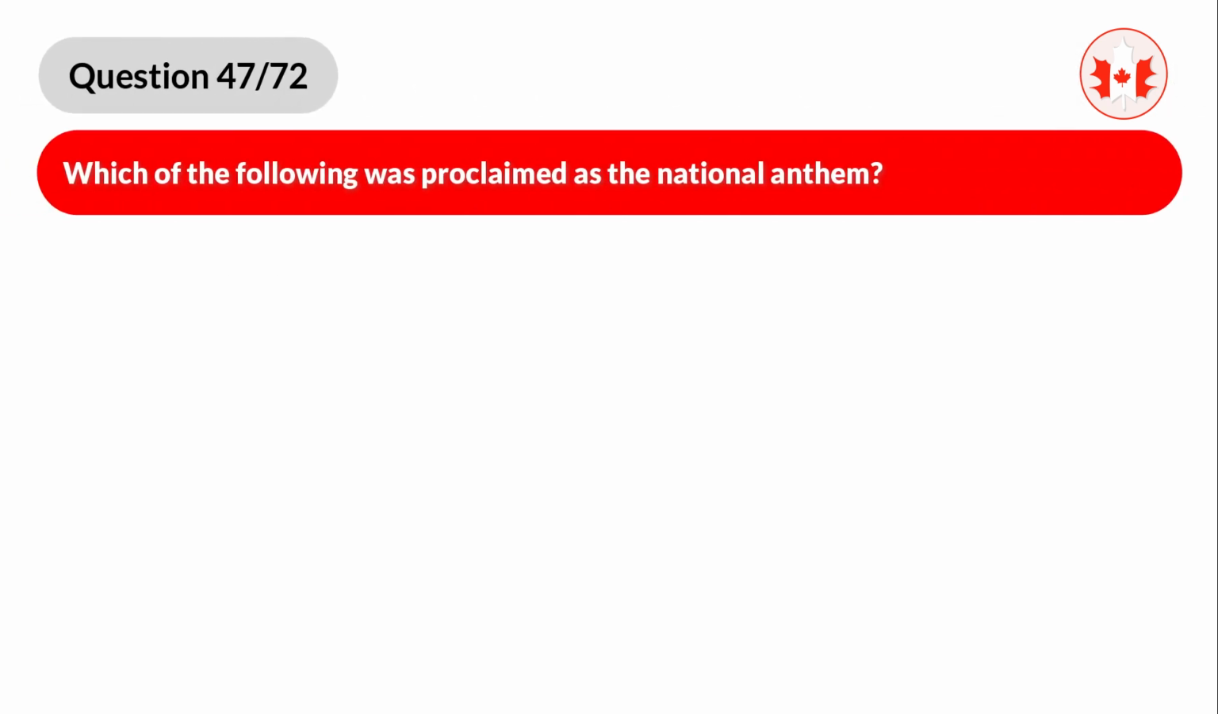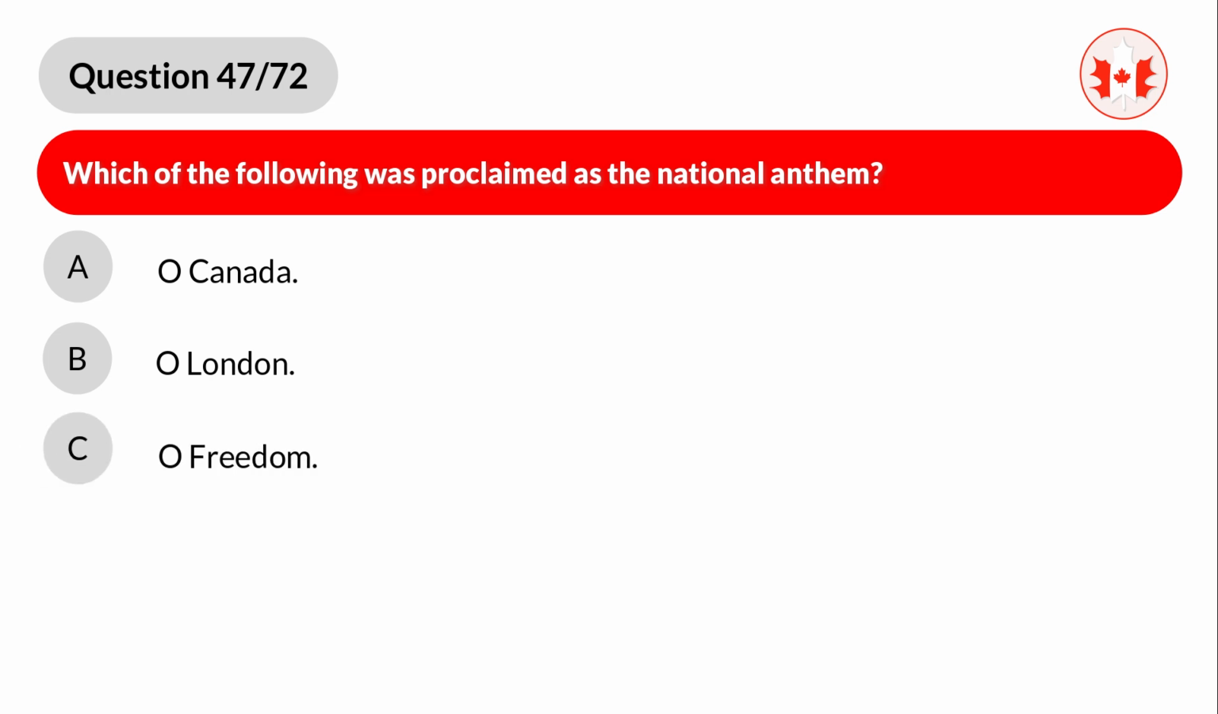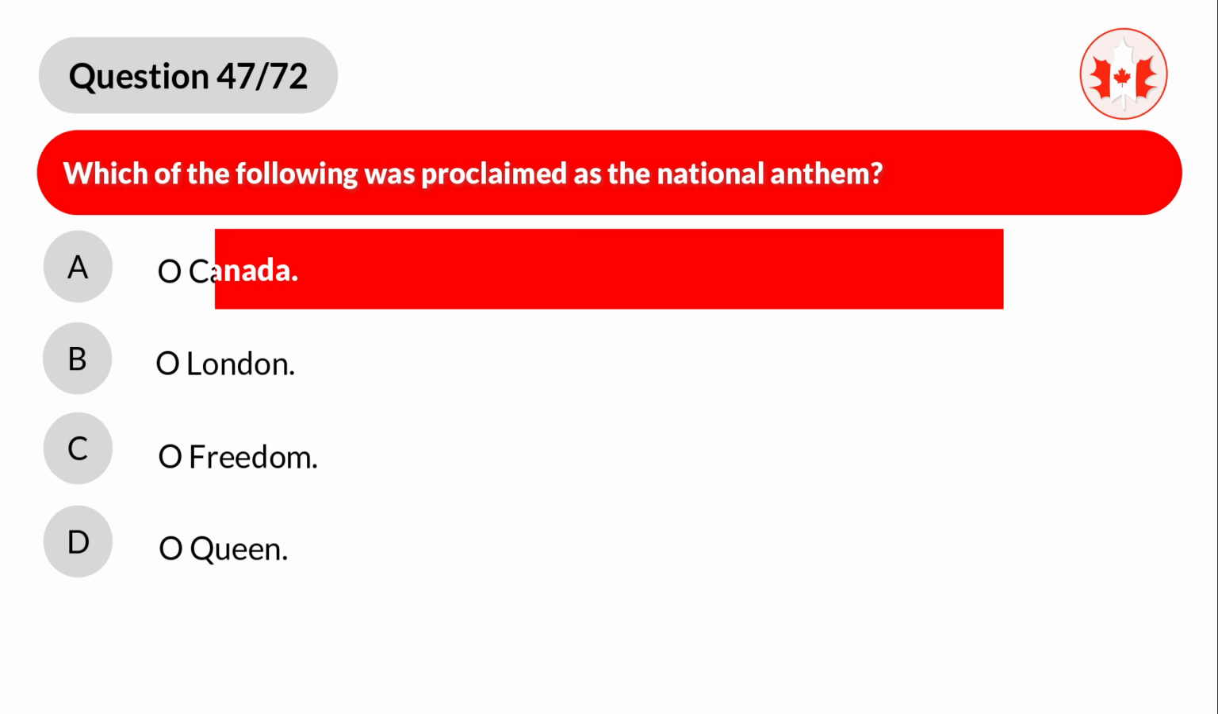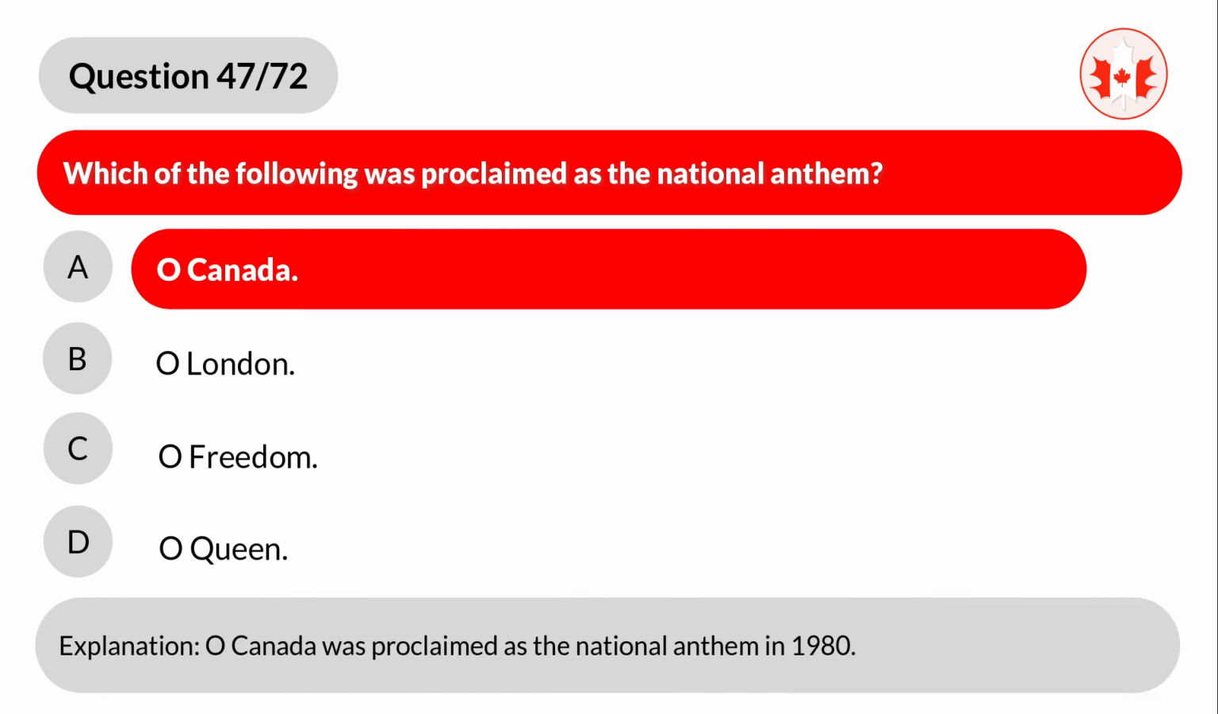Question 47. Which of the following was proclaimed as the national anthem? A. O Canada. B. O London. C. O Freedom. D. O Queen. The correct answer is A. O Canada. Explanation: O Canada was proclaimed as the national anthem in 1980.